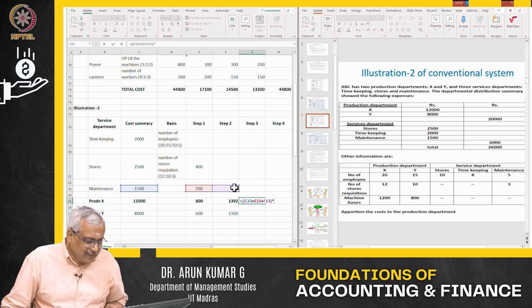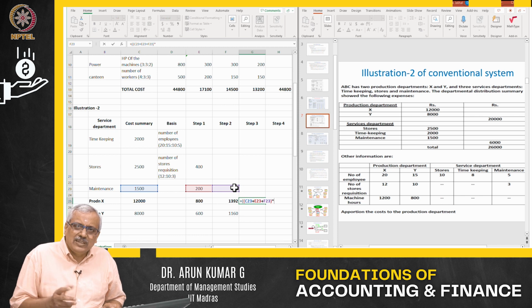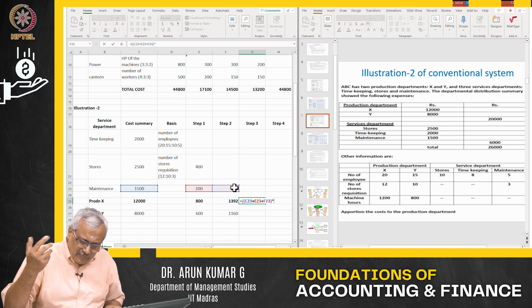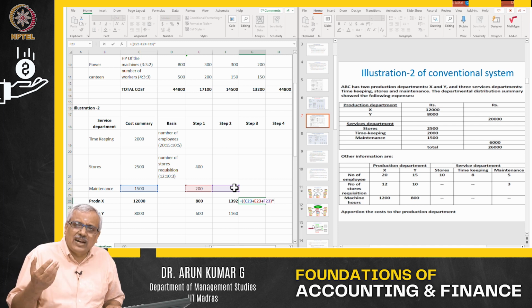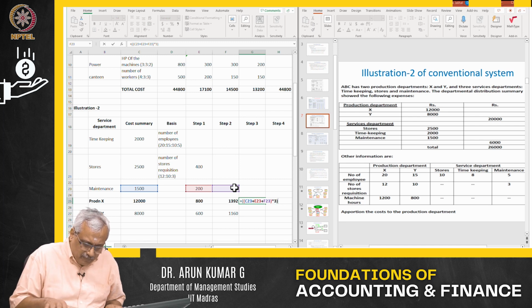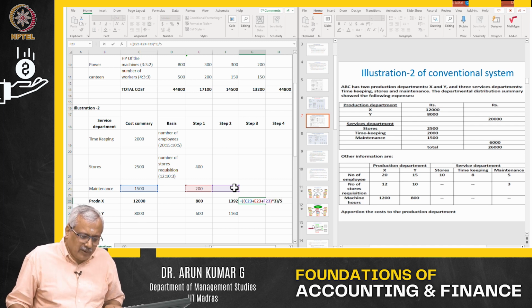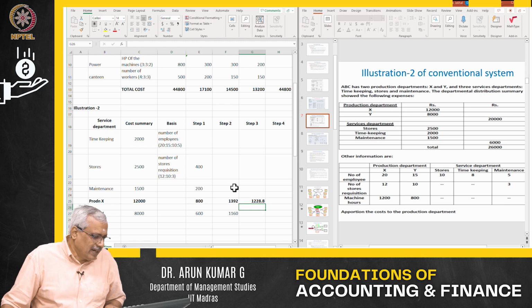On what basis? Now, I will say machine hours in this particular case, because maintenance is related to machine hours. What is the machine hour? 1200 is for X and 800 is for Y. So, that is basically 4 2s are 8, 4 3s are 12, that is 3:2 in this particular case, 3 divided by 5, and that is exactly what we have got here.